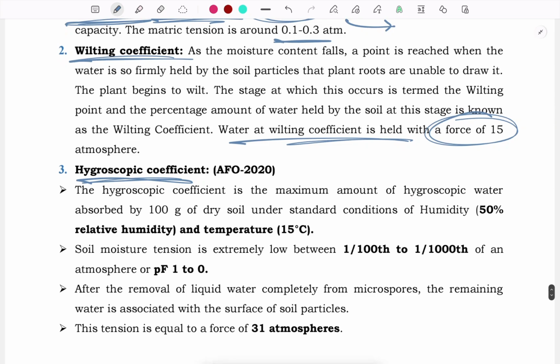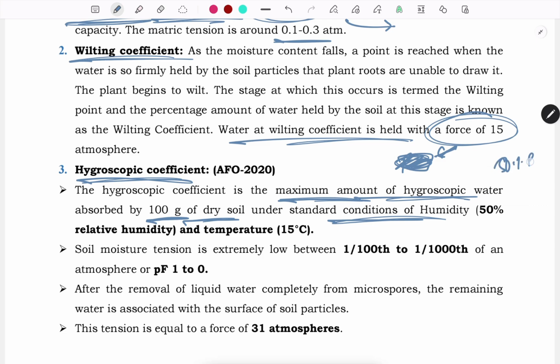Hygroscopic coefficient. Hygroscopic coefficient is the maximum amount of hygroscopic water absorbed by 100 gram of dry soil under standard conditions of humidity. If there is 100 gram of soil, how much hygroscopic water is absorbed by this 100 gram of dry soil under the standard conditions of humidity, that is 50% RH and at 15 degrees Celsius.